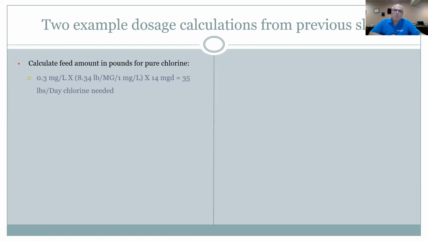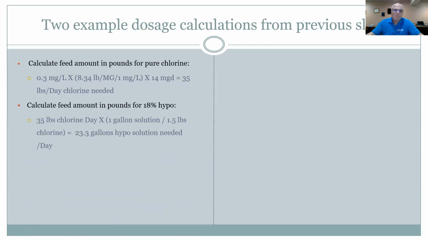But of course, I don't have pure chlorine, gaseous chlorine there. I've got hypochlorite solution, so I've got to do a little bit more math. So let's work through that. So the next thing I'm going to do is calculate the feed amount in pounds for 18% hypo. How much would I have to feed? Well, if I need 35 pounds per day of chlorine, and each gallon of the hypo provides 1.5 pounds of chlorine, if I work that calculation through, I'd come up with 23.3 gallons of hypo solution would be needed to produce the 35 pounds per day of chlorine.